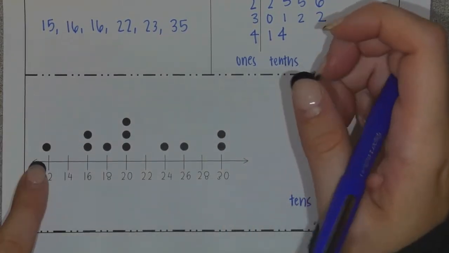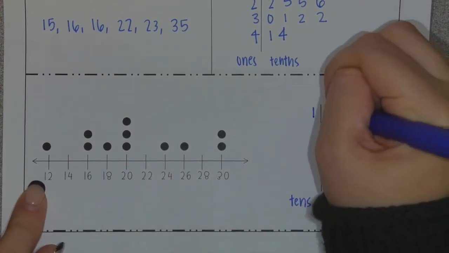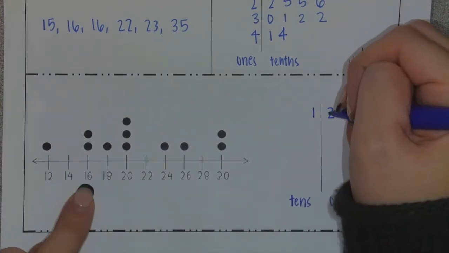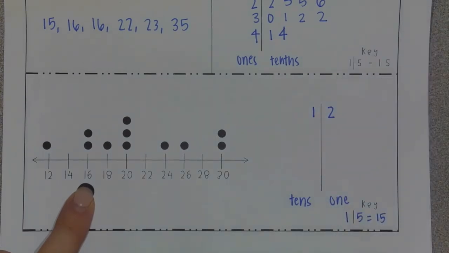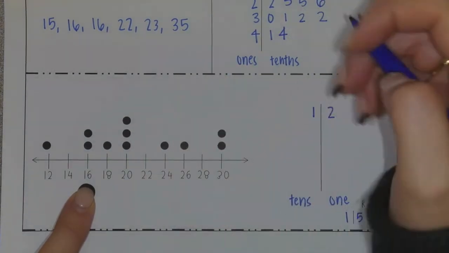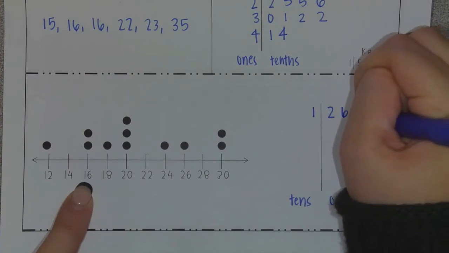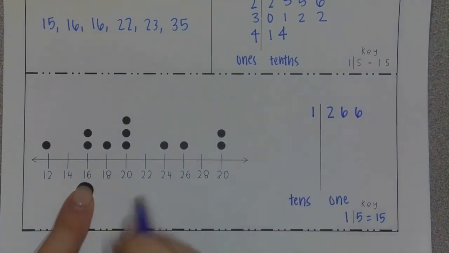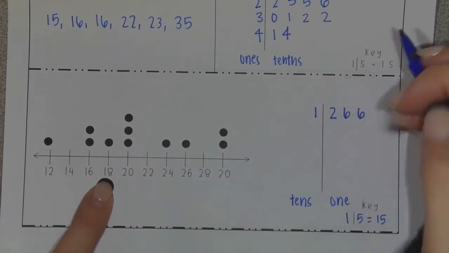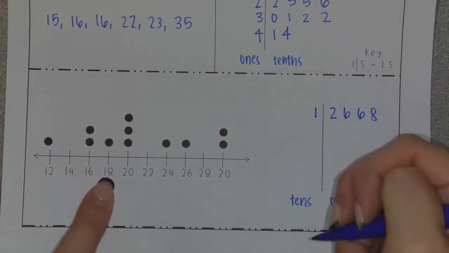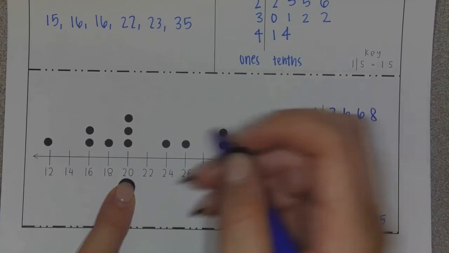My first dot on my dot plot is at the number 12. That would be a stem of 1 and a leaf of 2. Then I have 2 dots at the number 16, which means the number 16 needs to appear twice in my data list. So that would be a stem of 1 and a leaf of 6, and again, another leaf of 6 because there are 2 values. My next value is 18, so that's a stem of 1 and a leaf of 8. My next data value is 20, and it's going to appear 3 times.